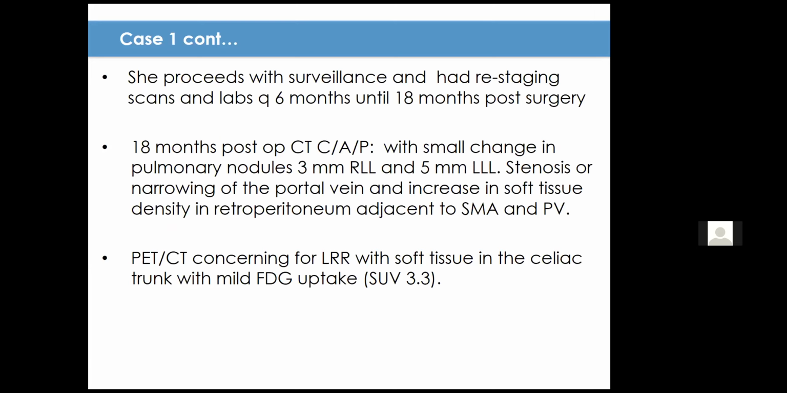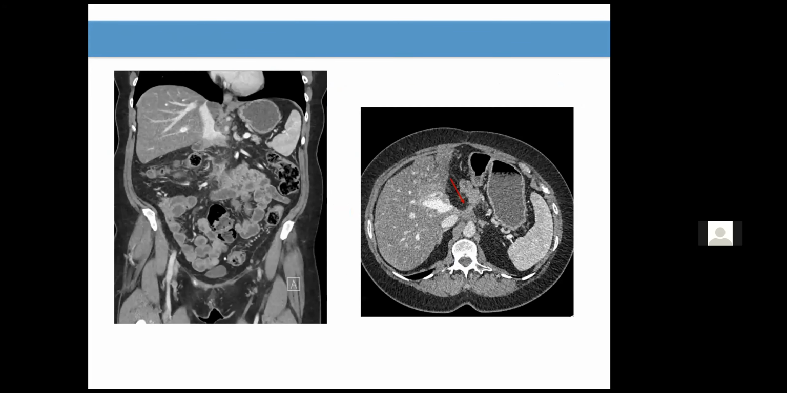At that point, there was a small change in the pulmonary nodules that were really not clinically significant, but there was noticed some stenosis or narrowing of the portal vein with increasing soft tissue density in the retroperitoneal adjacent to the SMA and the PV. With that, PET-CT was ordered that showed a slight uptake around the area in the celiac trunk with the SUV of 3.3. And here, I put the CT portion of that.